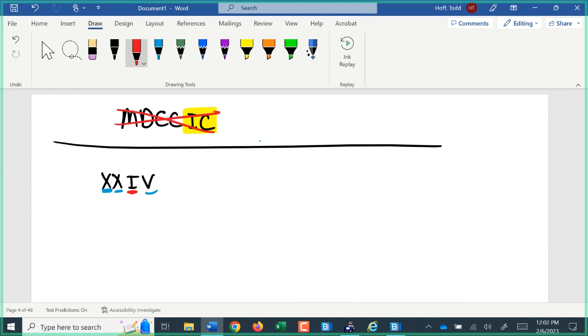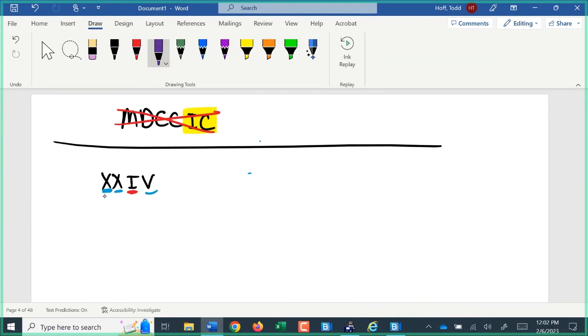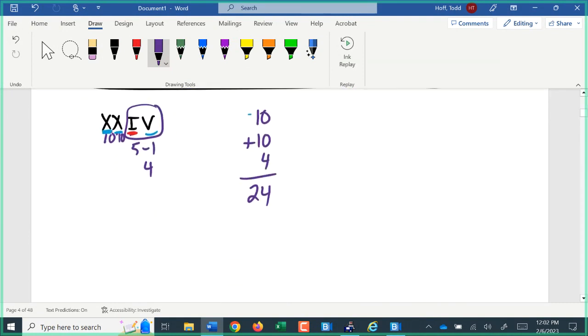So when we convert this, what we are seeing is we have 10 and 10, 10 plus 10. Then this is when we have the smaller digit in front of the larger digit, they work together. That is 5 minus 1, or 4. So 10 plus 10 plus 4 is 24.